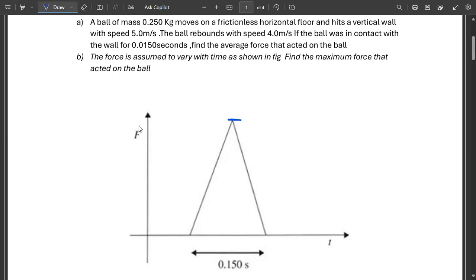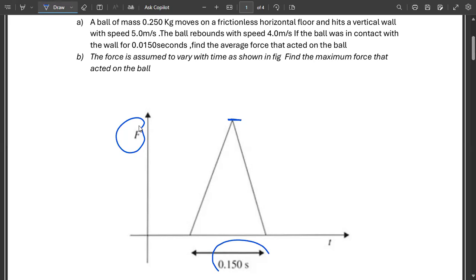So what else are we supposed to know before we perform any calculation? We have to know that the area under a force time graph gives us the change in momentum. And if we remember very well, we've already calculated the change in momentum in A. So that is making our question much easier.